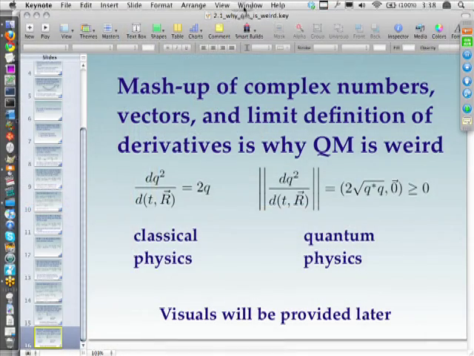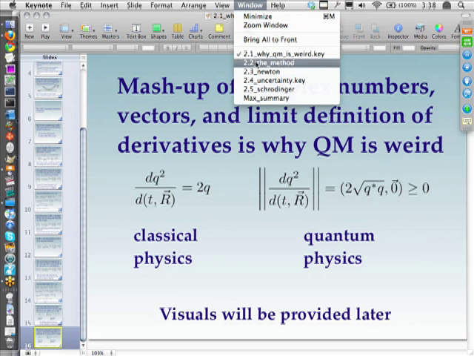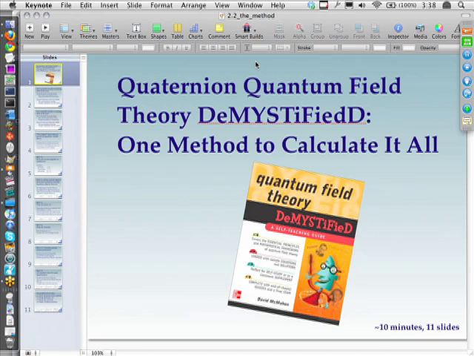So now we move on to quaternion quantum field theory, DeMYSTiFiedD. This is actually a book available on Amazon, and my good friend Lowell, who's kind of doing research with me, said I should read this because it's kind of my style of heavy equations, a few words summarizing what it is, and then the next equation, and then the next equation. And so I was able to read this in about a week or so.